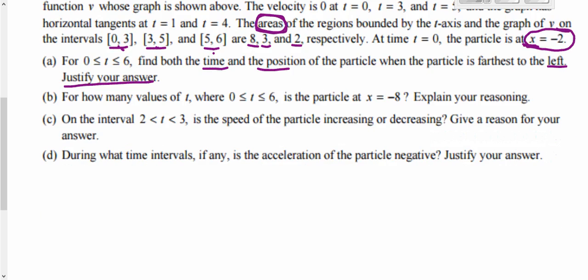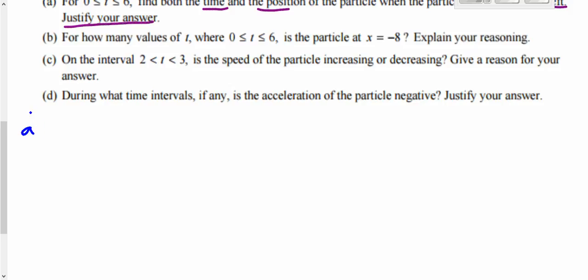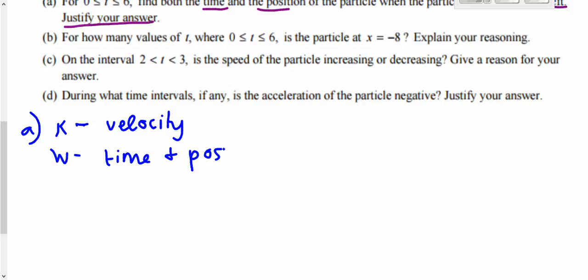Okay, well, A. What do we know? Well, they gave us a graph of velocity. What do they want us to find? Well, they want us to find time and position. Do we have a formula? Well, we don't really have an equation. We have a graph that we're going to look at, but we don't really have anything past that. So kind of our graph is our formula, or what we're looking at here.